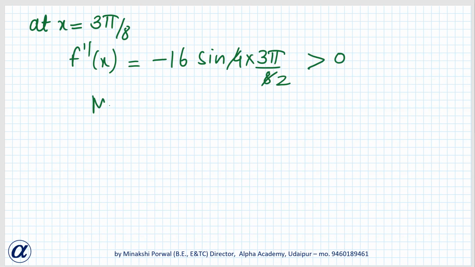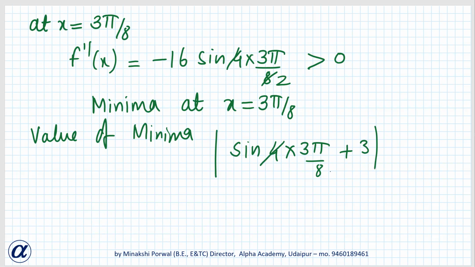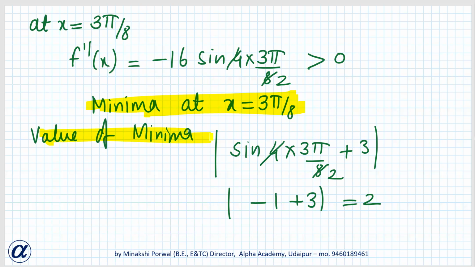That means minima at x equals 3 pi by 8 and the value of minima will be equal to sine of 4 into 3 pi by 8 plus 3, that is equal to 3 pi by 2. Sine 3 pi by 2 is minus 1, that is equal to 2. Okay. So minima at x equals 3 pi by 8 and the value of minima is equal to 2.